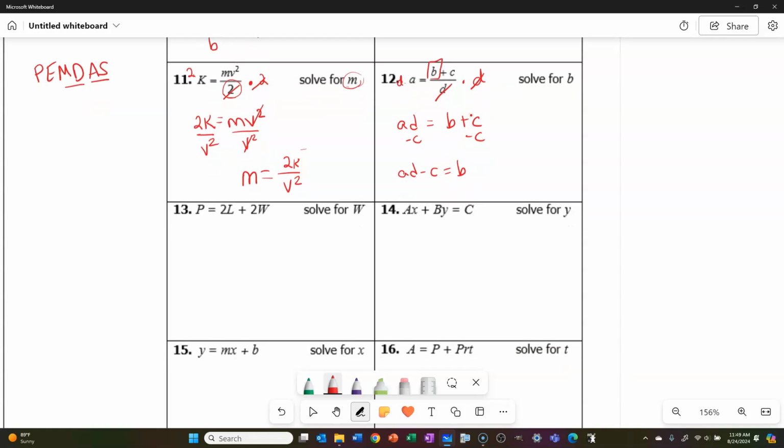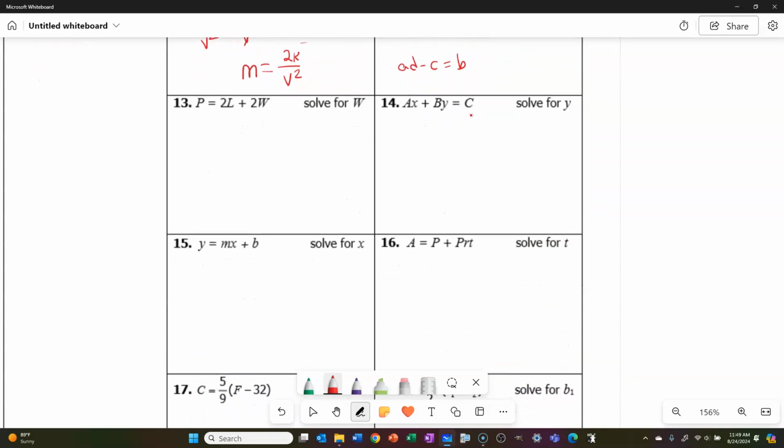All right, let's look at number 13. Don't want to go too much longer here, but we're going to solve for w. So we're going to look at our PEMDAS again, and we're going to do it in reverse. So I'm going to start by moving addition and subtraction. So here's my addition. So the thing that is added is this 2L. So I'm going to subtract this 2L from both sides.